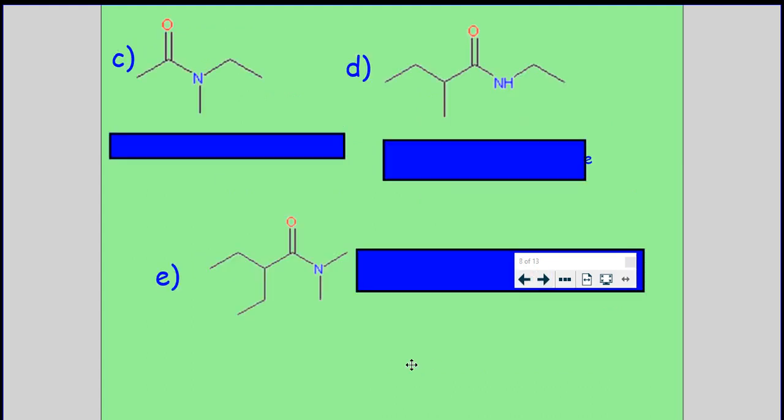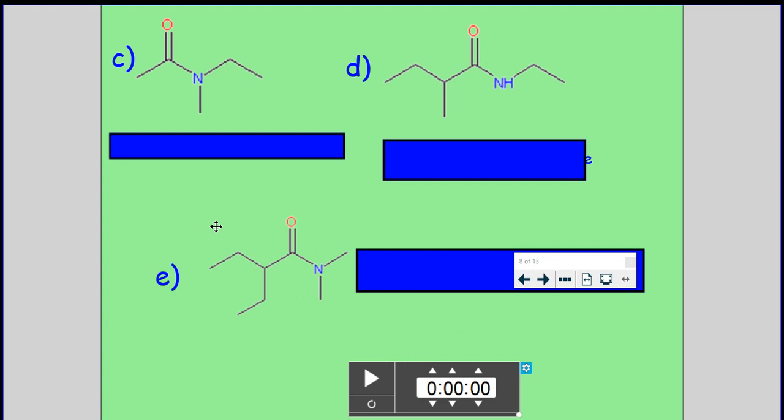Next, 3 more examples. We'll start here. First, we'll do C. I'll go over it and then I'll give you a second so you can pause the video and try to name this yourself. So identify that this portion is your former carboxylic acid, 2 carbons long. It would be ethanoic acid. Take out the oic acid, add amide. We get ethanamide. Now, nitrogen attached to 2 alkyl groups. This will make this a tertiary amide.